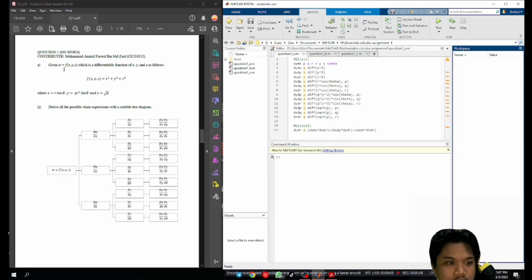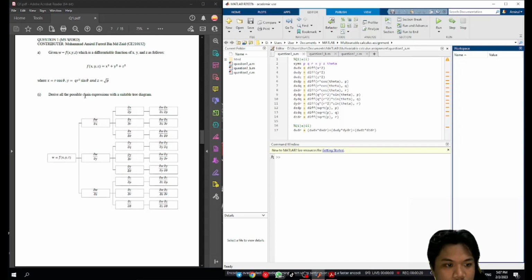This is the question where x = r cos theta, y = q r square sin theta, and z = square root p. So first, derive all the possible chain rule expressions with a suitable tree diagram.